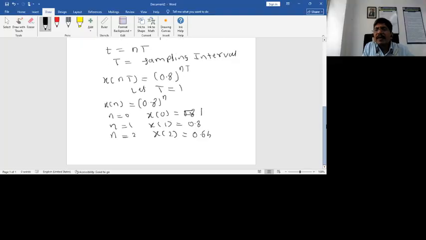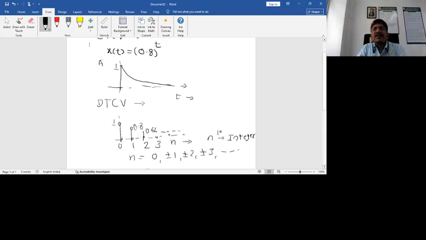So in this way, by performing the sampling operation, we can generate the discrete time signal. Next we are going to see the sampling process, which we will see in the next video lecture.